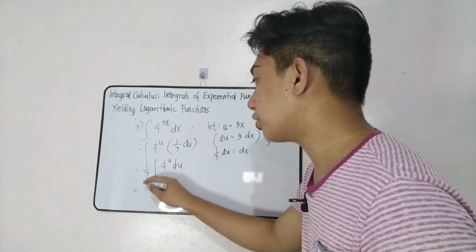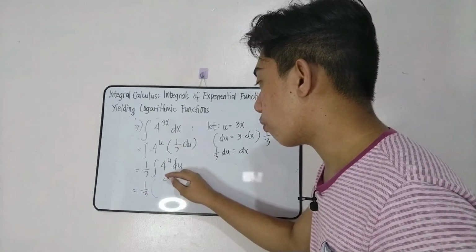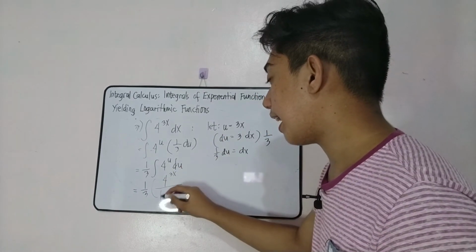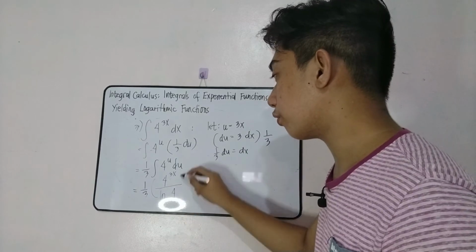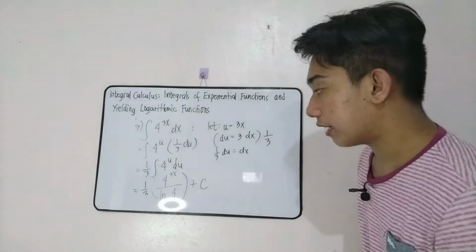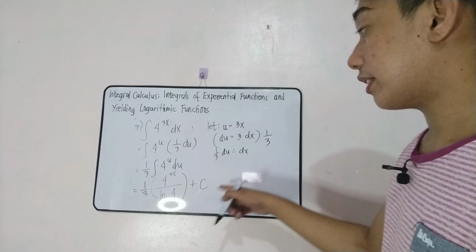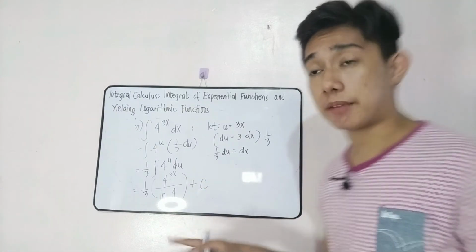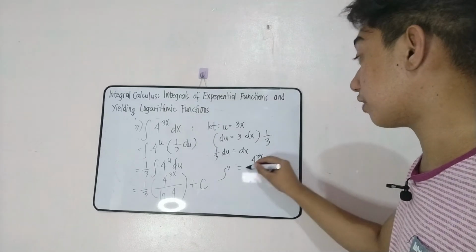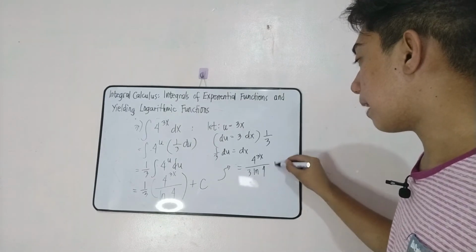And the final answer to this one will be 1/3. And the integral of this one is 4 raised to, what is your u? 3x over ln of 4. So, therefore, 1/3 quantity of 4 raised to 3x all over ln of 4 plus c. Some teachers, hindi pa doon simplify. Sige, simplify natin. This becomes 4 raised to 3x all over 3 ln of 4 plus c.